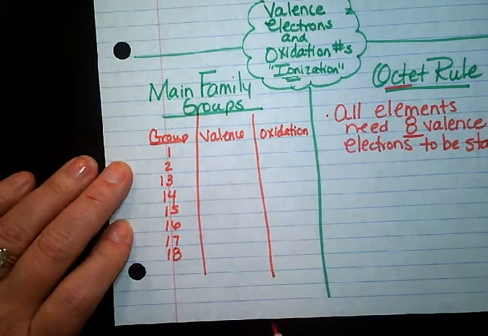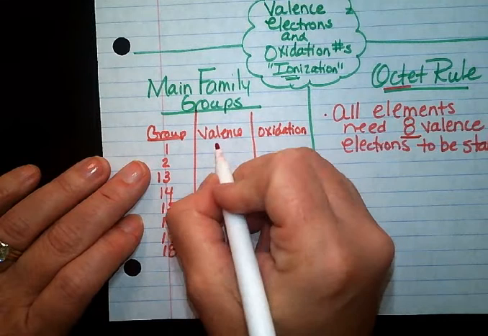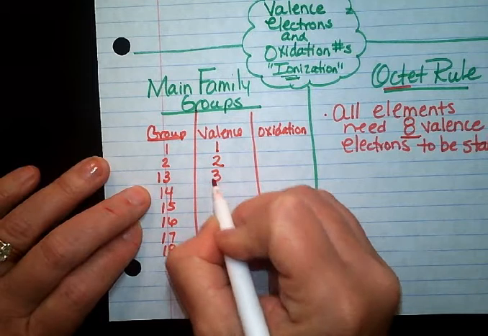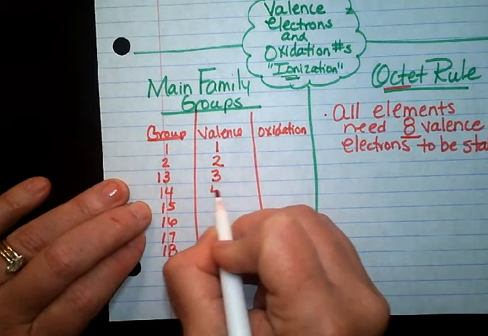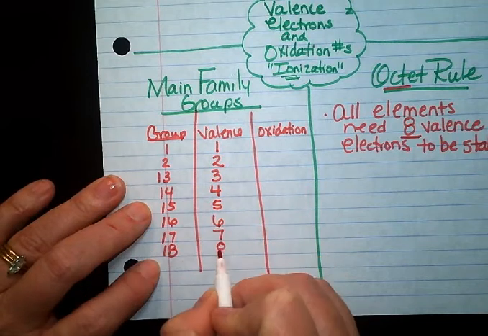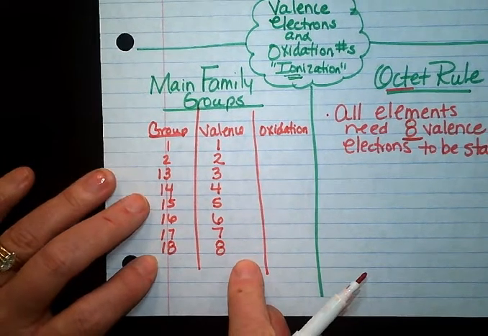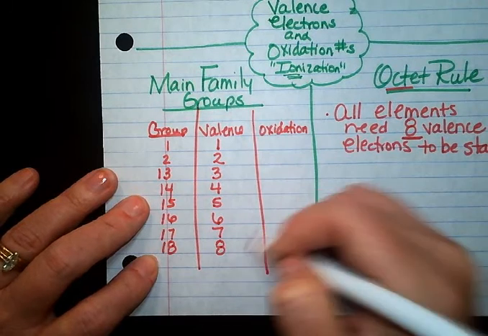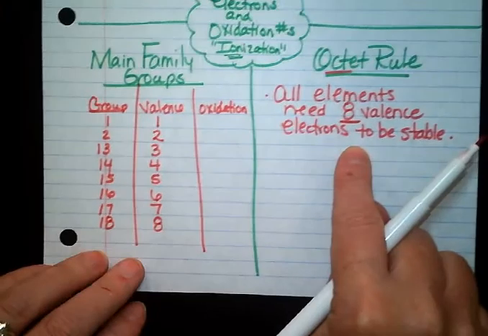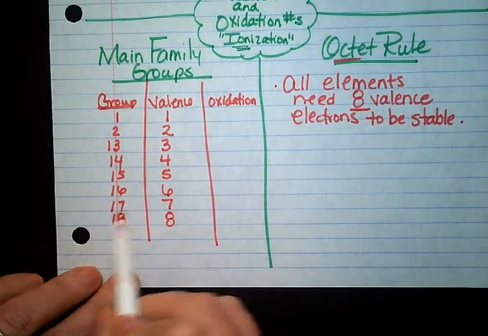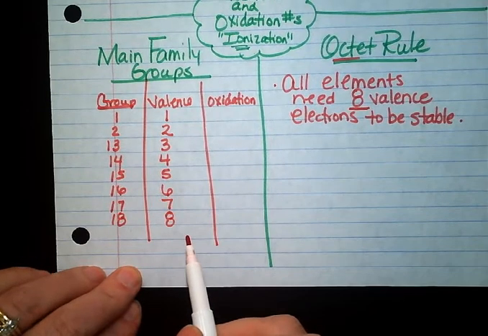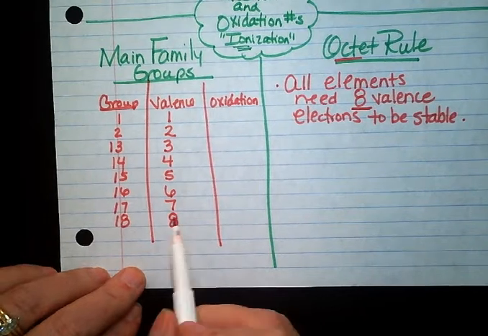Family group 1 has 1 valence electron. Family group 2 has 2. Family group 13 is 3, 14 is 4, 15 is 5, 16 is 6, 17 is 7, and 18 is 8. So the valence electrons can be from 1 to 8. Now remember, we said that they needed 8 valence electrons to be stable. So we can look here and say, oh, this group must be stable, and it is. That's our noble gases that start with helium. Helium, neon, argon, krypton, xenon, and radon are in family group 18.